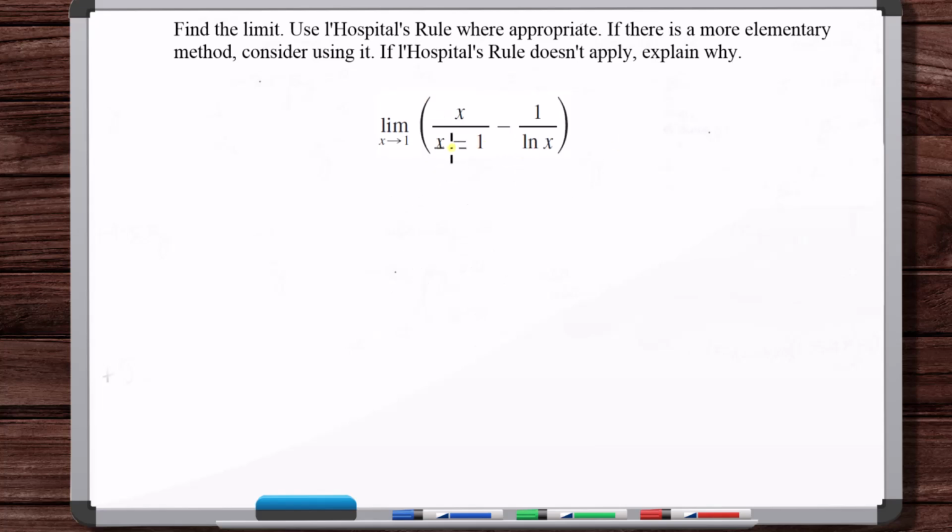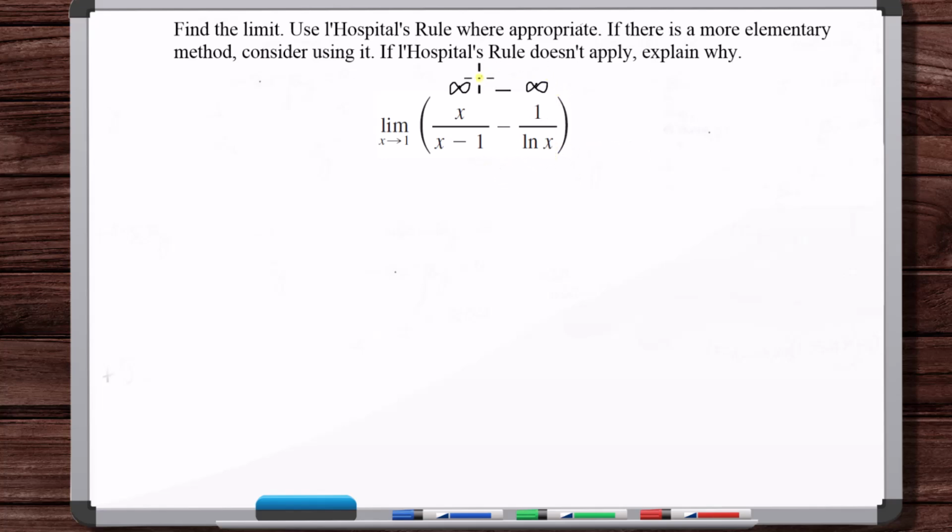Okay, plug in 1 for x. You get 1 divided by 0, so this is going to infinity. And then natural log of 1 is 0, so you get 1 divided by 0, infinity. So infinity minus infinity. That's an indeterminate form. That's an indeterminate difference. Okay, so how do we deal with indeterminate differences?